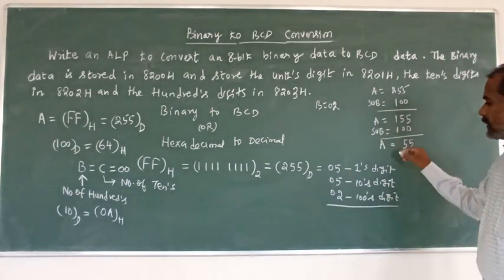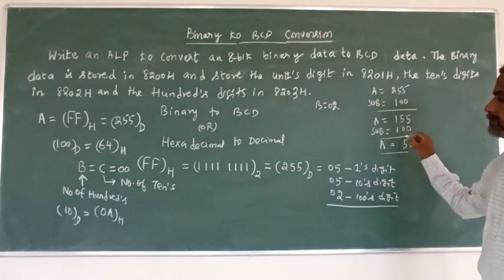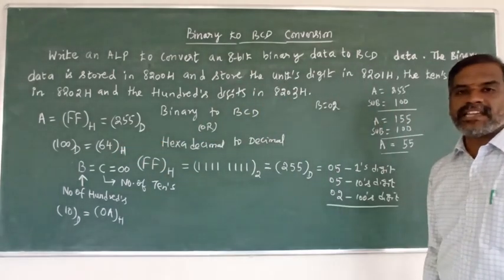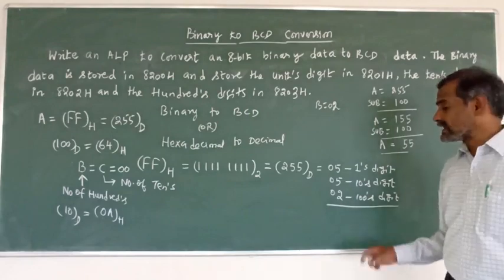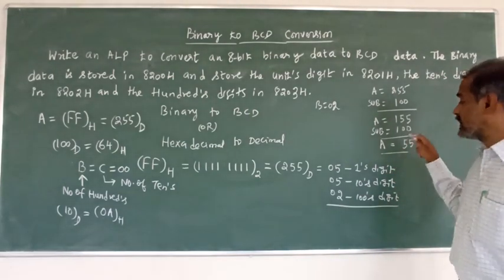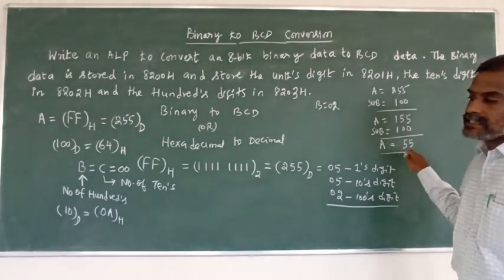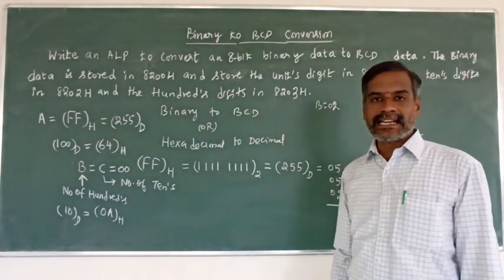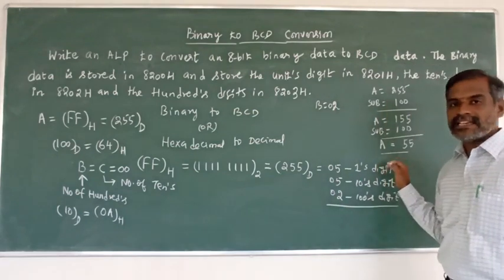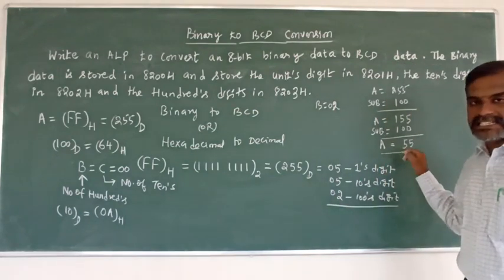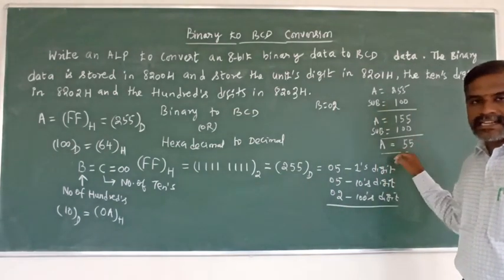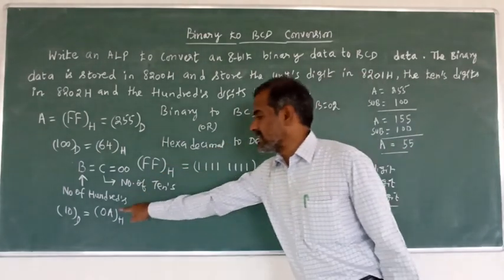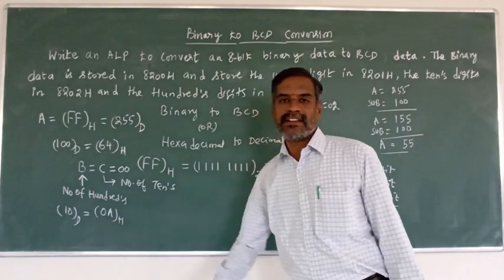Now the accumulator data is compared with 100. Here the carry flag will be set, because the accumulator data is lesser than 64, that is lesser than 100. The carry flag being set means the accumulator content is lesser than 100. Now compare with tens.